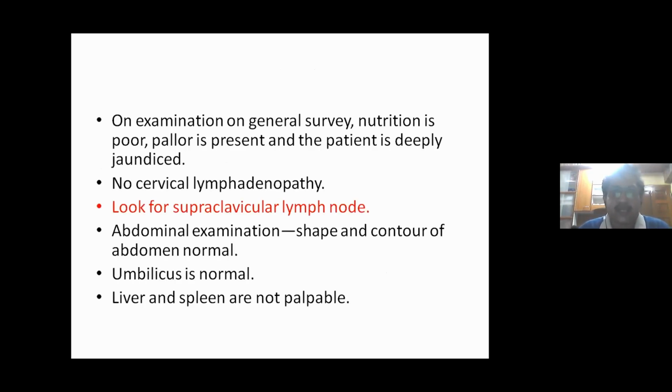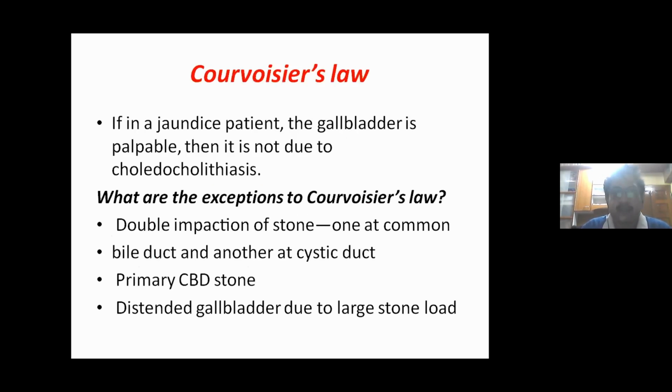On examination, on general survey, nutrition is poor, pallor is present and the patient is deeply jaundiced. There is no cervical lymphadenopathy. Then you have to look for supraclavicular lymph nodes. On abdominal examination, the shape and contour of the abdomen should be noted. The umbilicus is normal if there is no ascites, and the liver and spleen are usually not palpable.